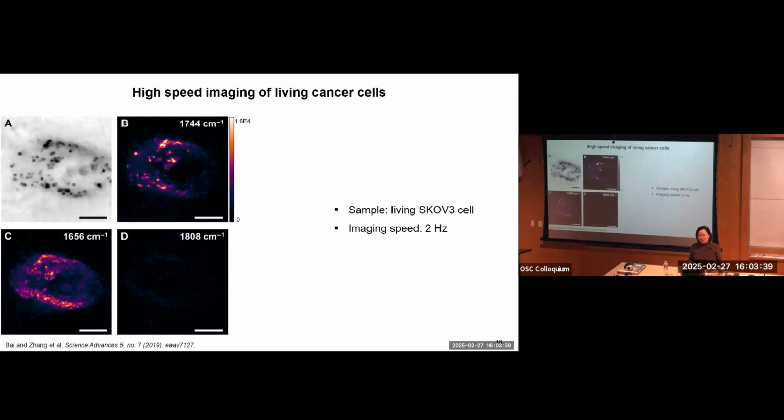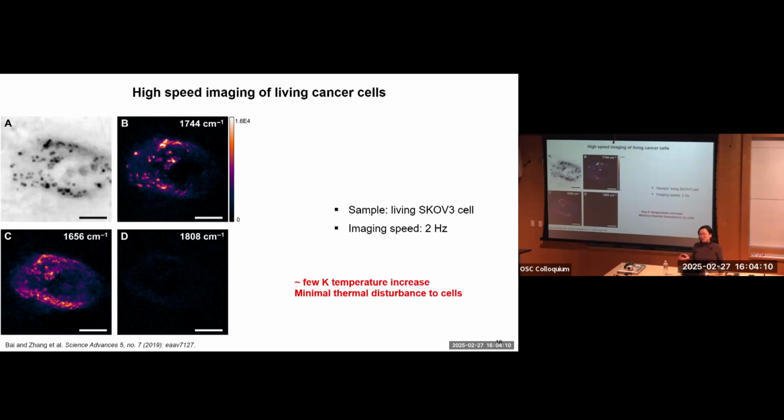Beyond the polymer sample, we apply it to study the cells. We're using the ovarian cancer cell line as an example. We focus on the lipid peak and the protein peak in the cells, and this is the off-resonance peak. So we image these cells at the imaging speed of 2 Hz. If you recall the previous scanning version, taking one image like this will take about 4 minutes. So our wide field geometry indeed provides much improved imaging speed.